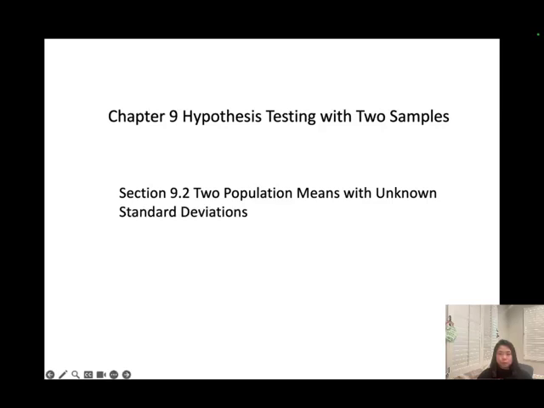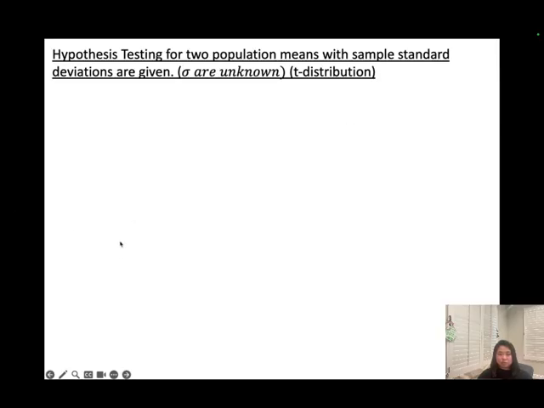Section 9.2, two population means with unknown standard deviation. For these sessions, we'll be testing two population means when the population standard deviation is not given. If they don't give the population standard deviation, then they will give the sample standard deviation. Okay, so s is given, then we'll be using the t distribution. So first, verify the conditions.